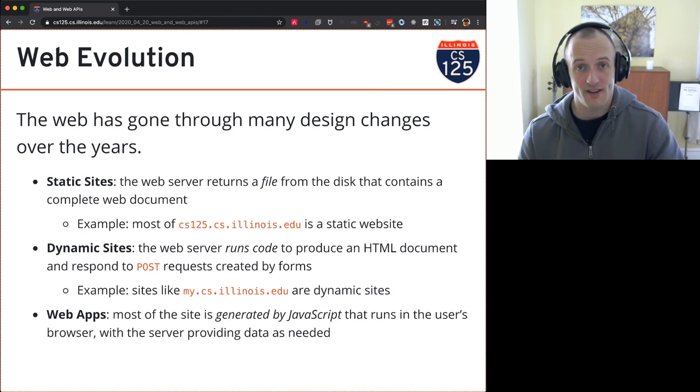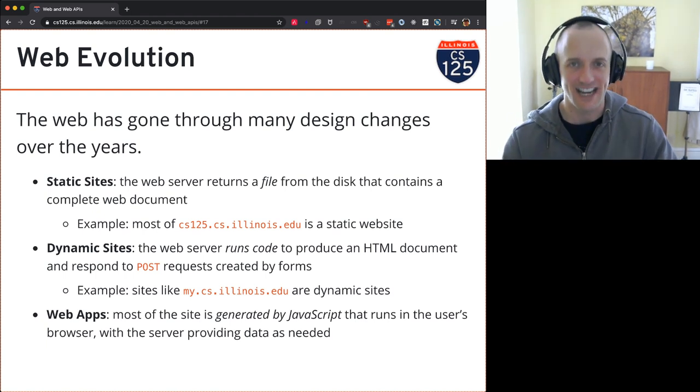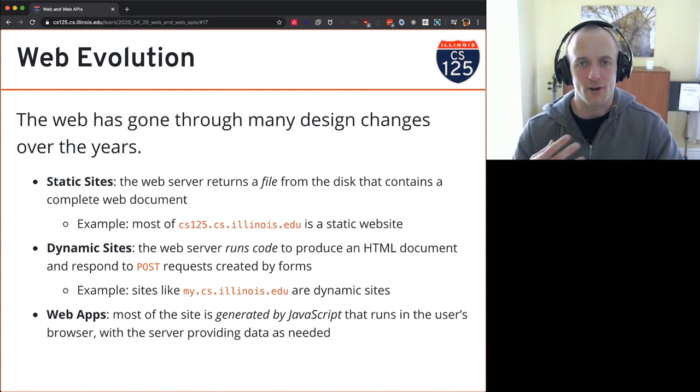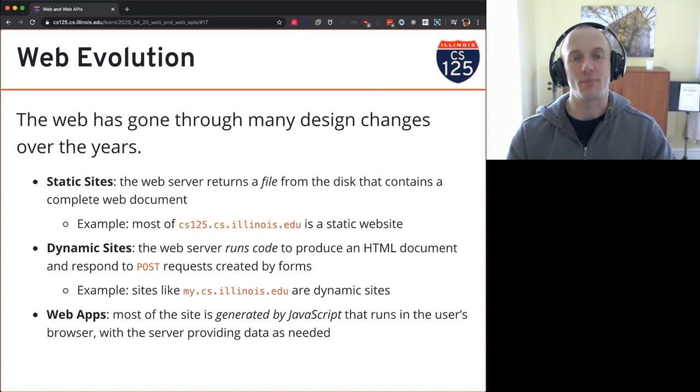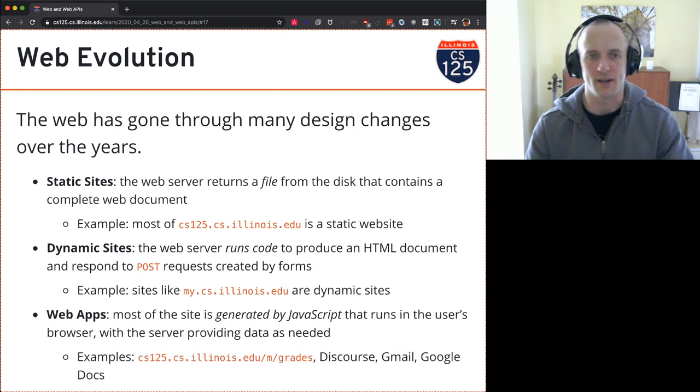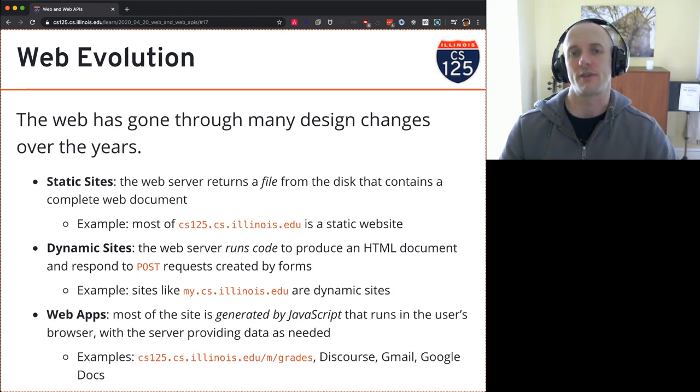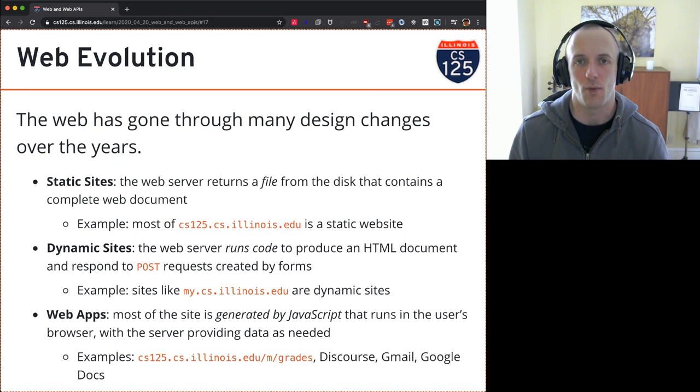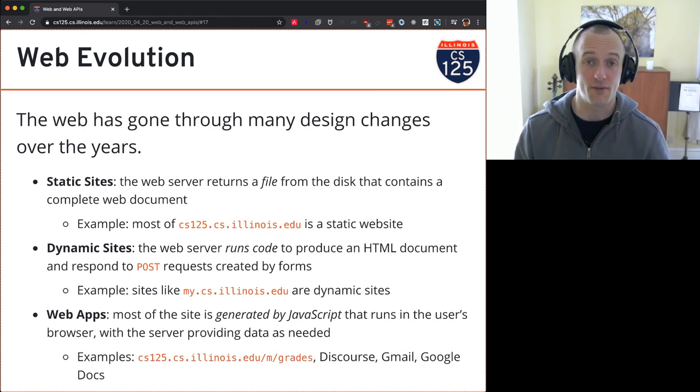Instead, what the server did is the server sent you an application that was capable of generating that page dynamically, right? This is something called a web application, and it utilizes the ability of your browser to run JavaScript, which is something that we're going to talk about in just a minute, right? So our grades page, for example, is an example of a web application. The CS125 help site that we just built is an example of that as well.